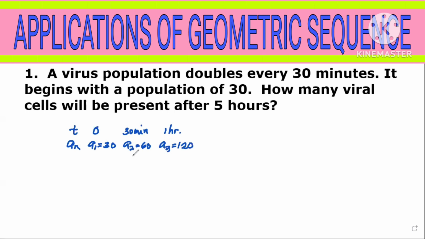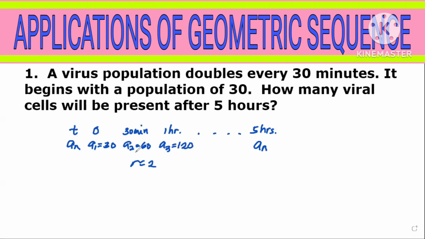Okay. Now, from the table, you can see that this follows a geometric sequence, with a common ratio equal to 2. 60 divided by 30 is 2. 120 divided by 60 is 2. And therefore, to get the number of virus after 5 hours, we are actually looking for a sub n after 5 hours. But what is n? We need to get n so we can get the number of virus after 5 hours.